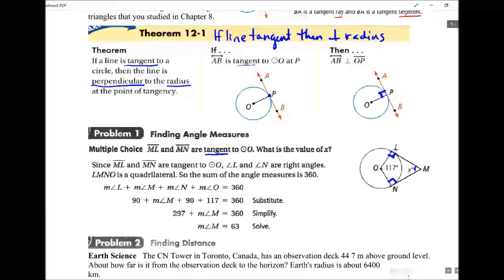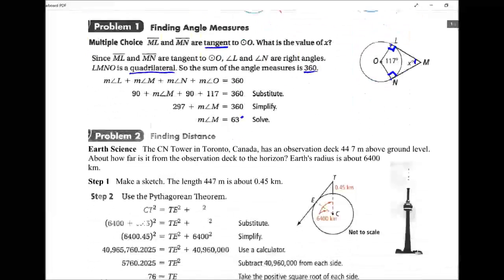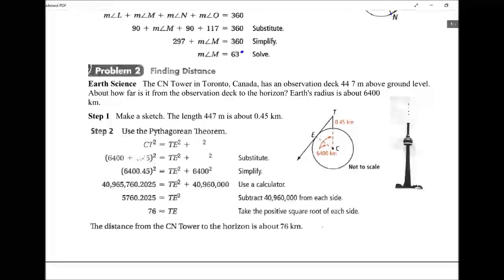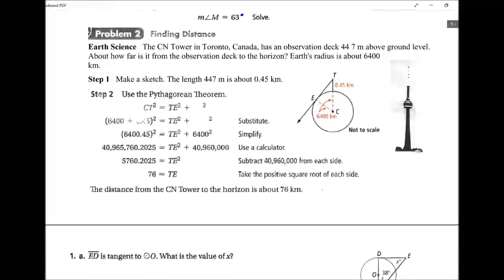We are looking for the measure of angle LMN. And we see that we have a quadrilateral, and we simply sum all of those. We know that quadrilateral angles sum to 360, and we can solve for M. The measure of angle M is 63 degrees. All right, pause the video. Oh, no, wait, sorry. We have another example.